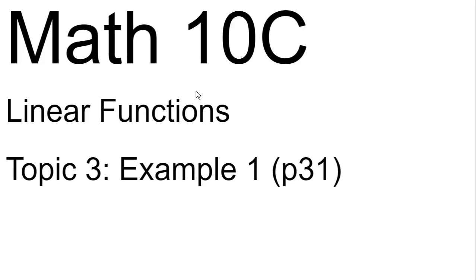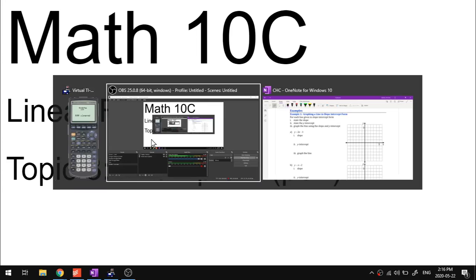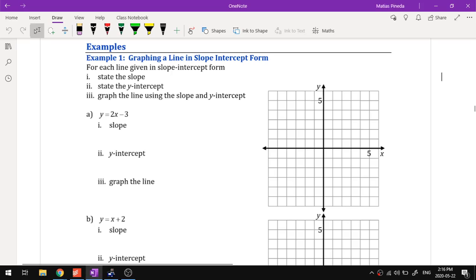This is Math 10C, Linear Functions. Topic 3, Example 1 on page 31 in your workbook. So in this example, we are going to be graphing a line in slope-intercept form. We are given the equation right here. And we want to find out the slope.